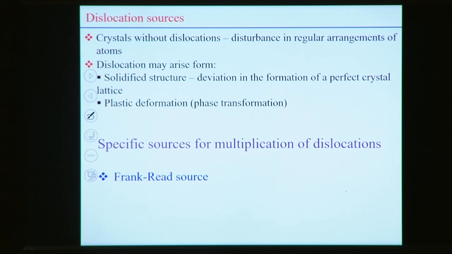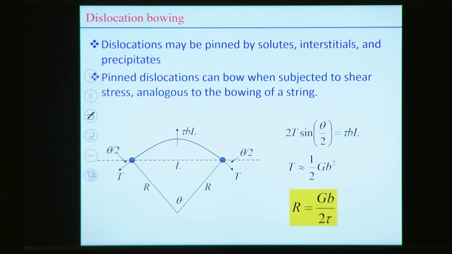That we'll discuss later. Now if we focus on this specific topic, here we'll try to explain the specific sources for the addition of dislocations. One is the Frank-Read source. That mechanism explains how we can multiply the amount of dislocations during plastic deformation. That mechanism we call dislocation bowing.